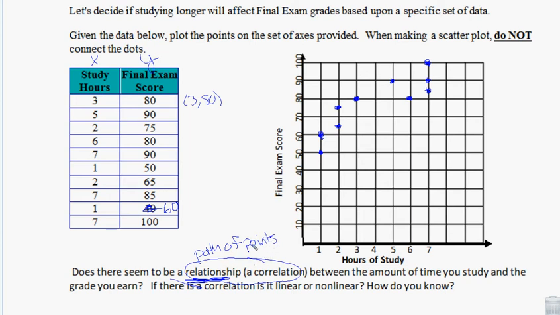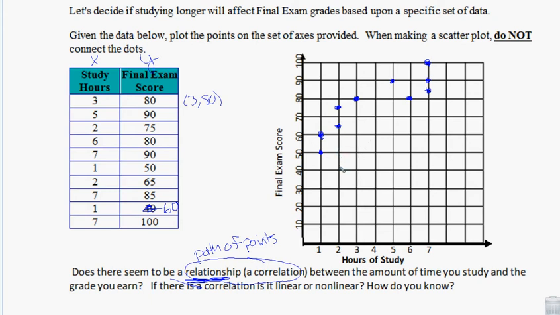If there's a distinct path, then there is a correlation. If there is no path, if the points were just completely scattered all over the place, then there would be no correlation. So do you agree that there is a path to these points? Do you agree that it seems like as we go to the right, it's going upward?